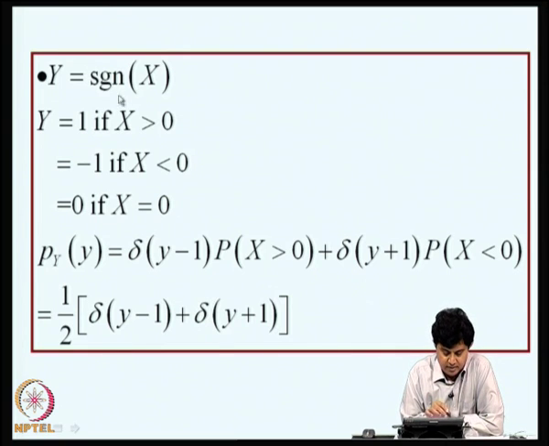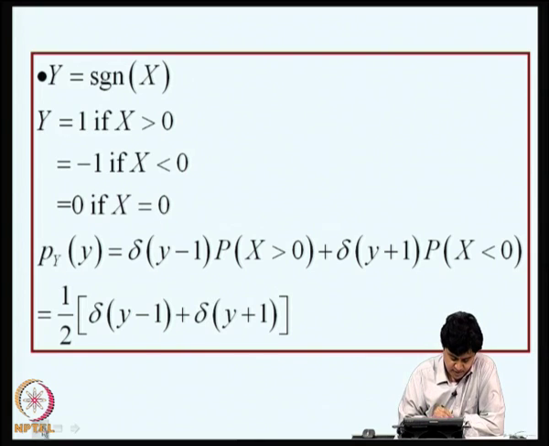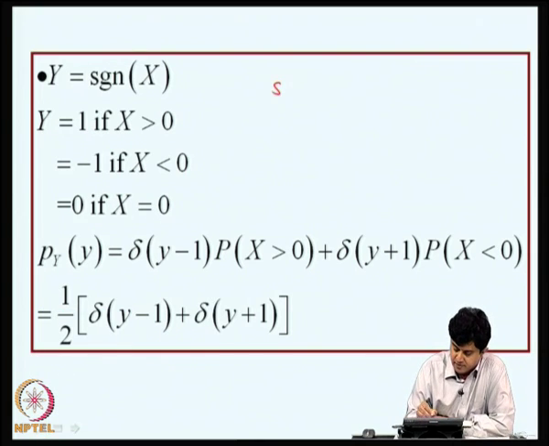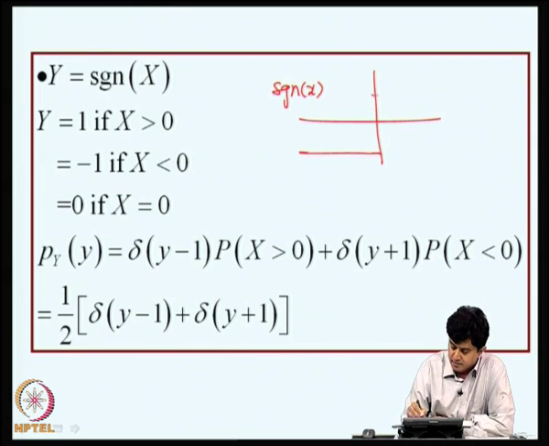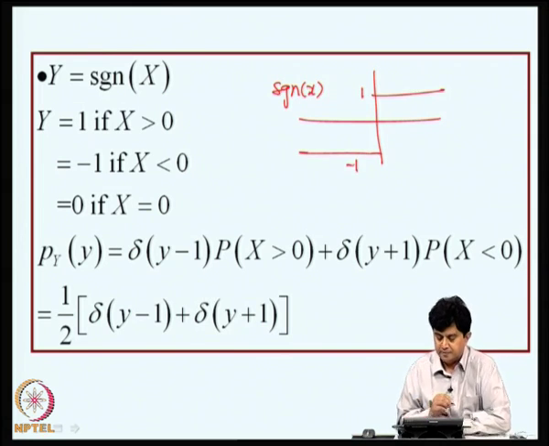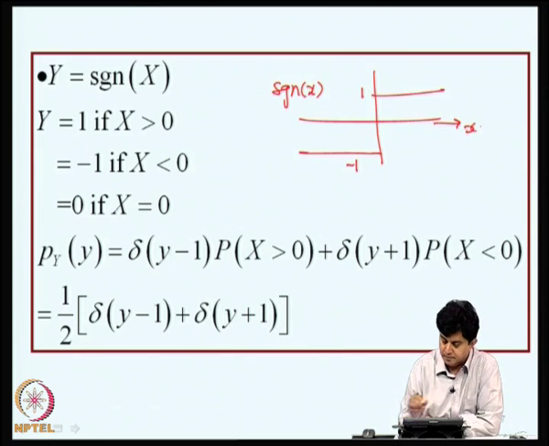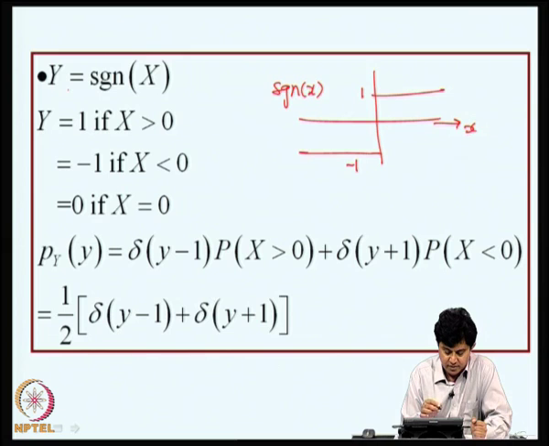Signum of x, the meaning of that is y is equal to 1 if x is greater than 0, y will be minus 1 if x is less than 0, and y will be 0 if x is equal to 0. That means signum of x is a function, this is plus 1, this is minus 1. Therefore, y is a discrete random variable that takes values 1, minus 1 and 0, but since x is a continuous random variable, the probability of x equal to 0 is 0.